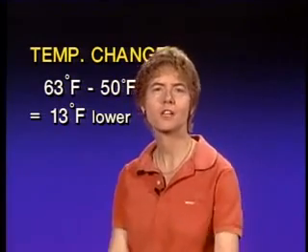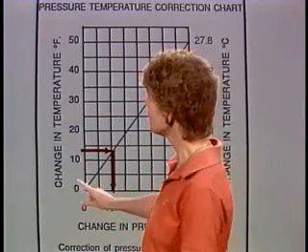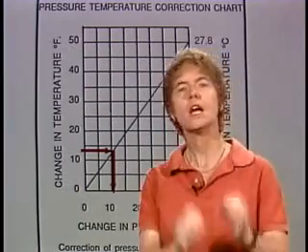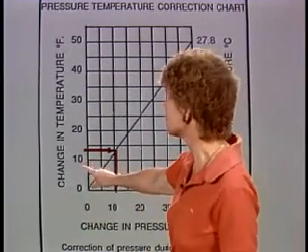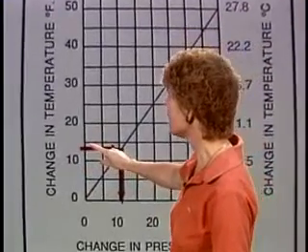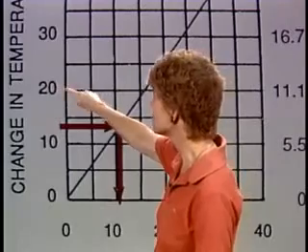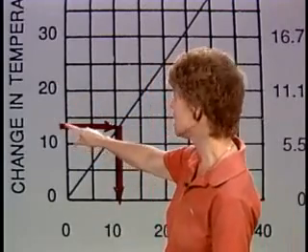To find out how much, we take a look back at Figure 14 again. On the left-hand side of the chart is change in temperature in degrees Fahrenheit. The change in temperature was 13 degrees. So here is 10 degrees. The next major line is 15, although it's not labeled. The line above that is labeled as 20 degrees of temperature change. We're looking for 13.